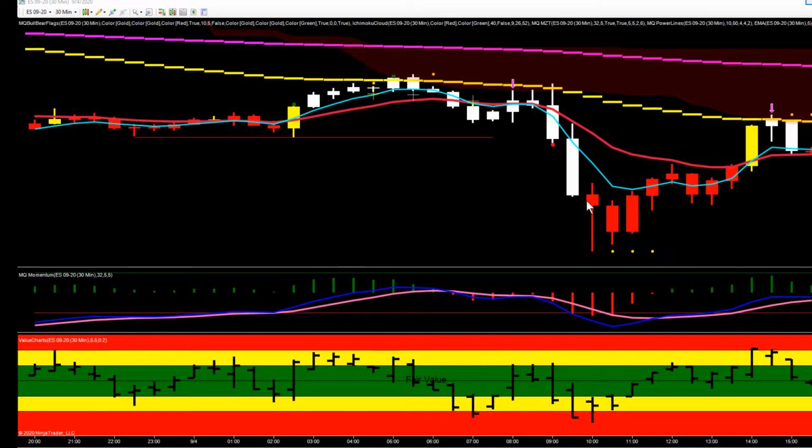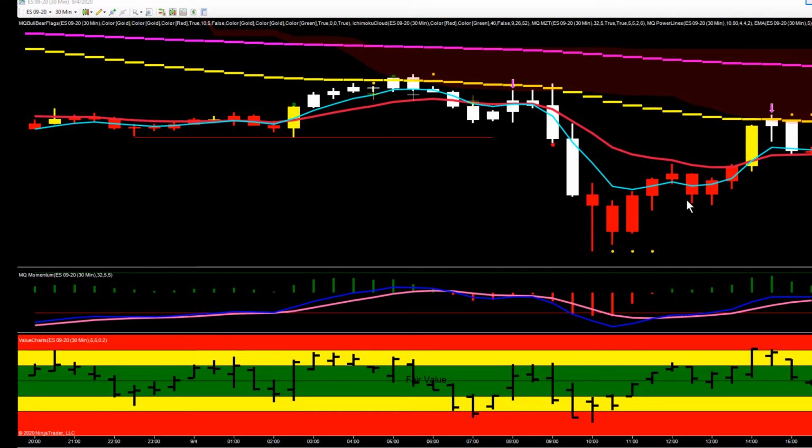Left this big bottoming tail. This bar opened up here, closed down here, left a little bottoming tail there. And then we had a really bullish bar right here. This bar opened at the bottom, closed at the top. This bar opened right here, left a bottoming tail, closed at the top in a hammer bar. And then we put in this doji, which ended up being a reversal doji.